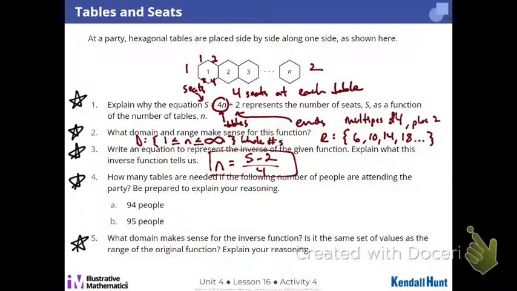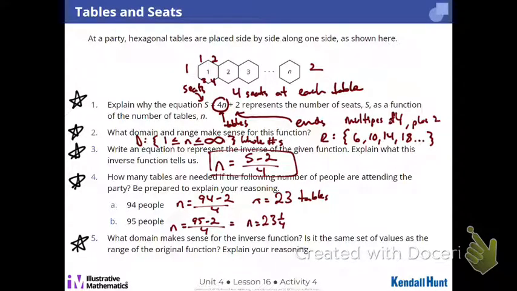So let's test this out. 94 people. Where's that going to go in my function? N or S? It's going in for S. So 94 minus 2 divided by 4. How many tables does that give me? 23 tables, right? And those are 23 full tables. Now where it gets a little interesting with 95 seats is I get 23 and 1/4. Can we have a 4th table? So we need 24 tables. So that's going to make an interesting distinction from our domain and range.